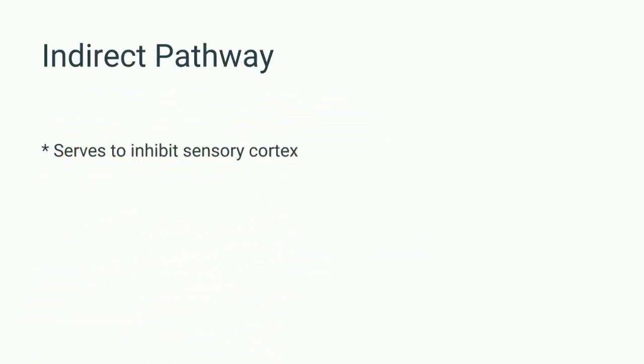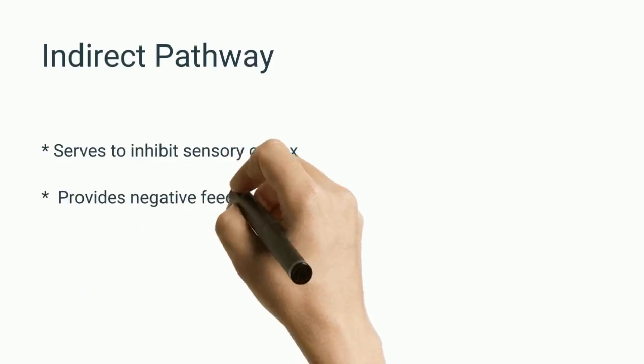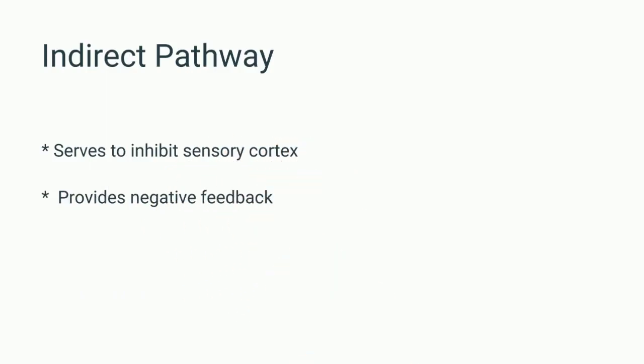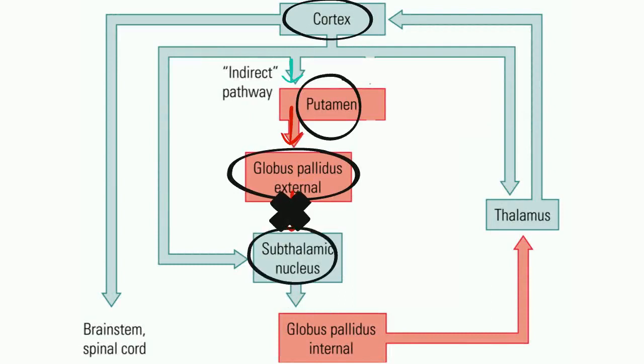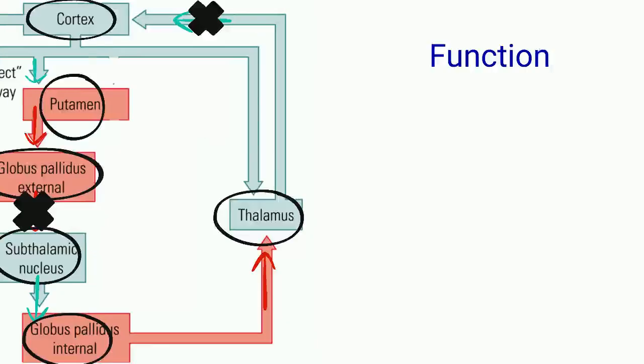In contrast, the end result of the indirect pathway is inhibitory, and so it provides negative feedback. Here, the inhibition by the putamen on the globus pallidus external removes inhibition from the subthalamic nucleus, which excites globus pallidus internal, which then inhibits the thalamus, reducing excitation.